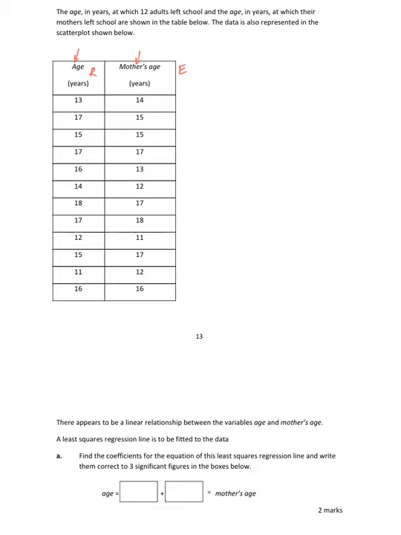So I'm just going to put the mother's ages in first, 14, 15. You always want your explanatory variable on that bottom axis, and it's just easier to have it in that first column. Stops you from making a mistake.